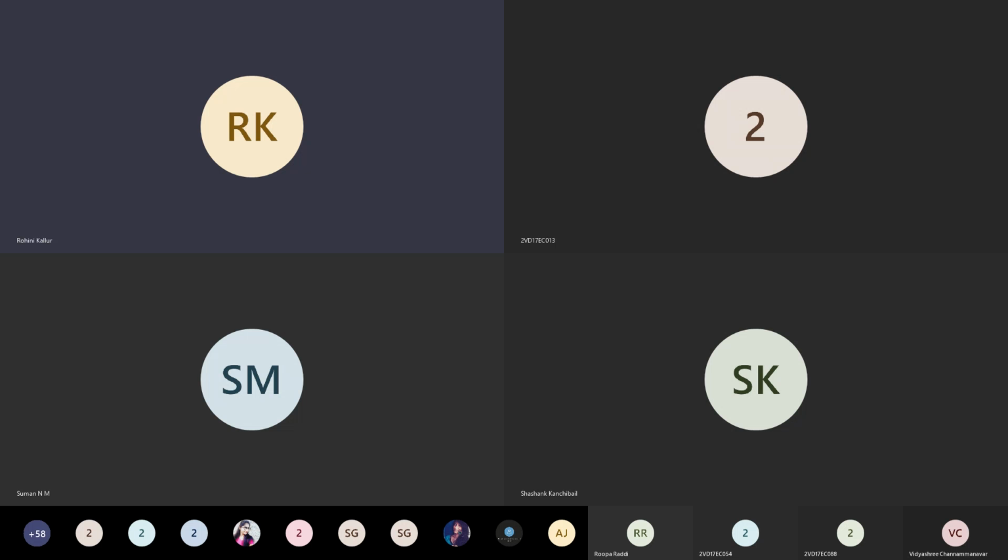Whereas this junction J2 will be in reverse bias. This is what I was asking. Getting this? Yes, ma'am. Understood? Yes, ma'am. All of you?